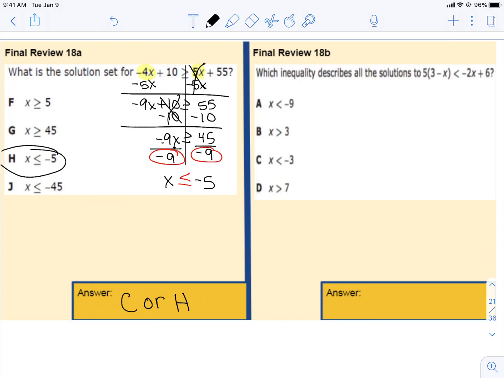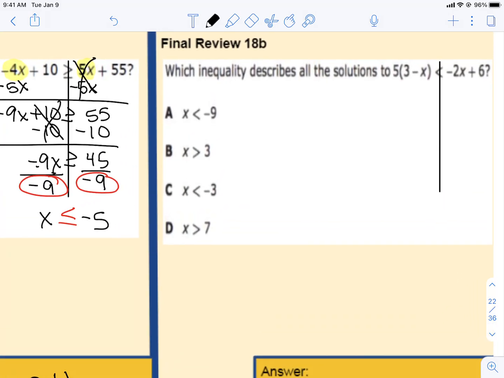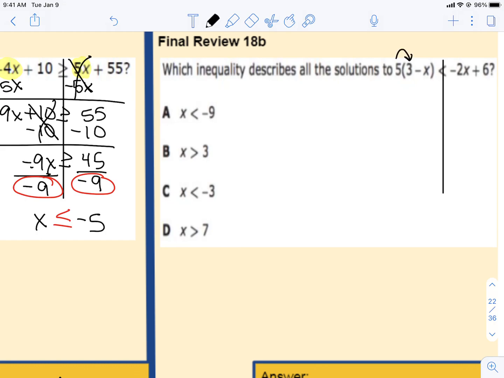18B, again, it's another inequality, so I'm going to draw a line through the inequality sign and solve. I have a number next to parentheses, which means I need to distribute. So 5 times 3 is 15. 5 times a negative x is a negative 5x, is less than negative 2x plus 6.